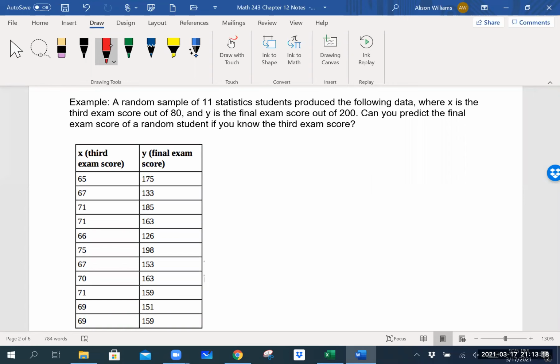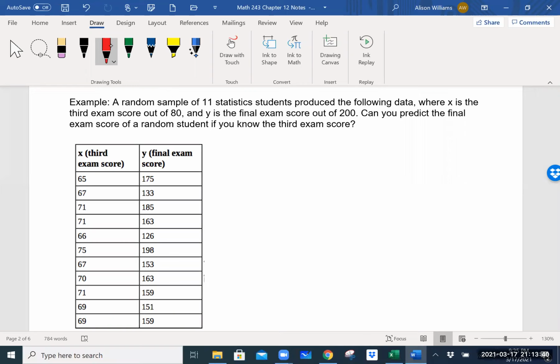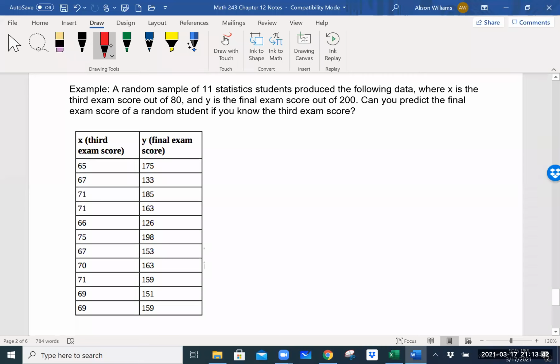Oh, okay. I guess they're just wanting to know if there is a relative linear relationship on this. So there's a couple ways to do that. We can go ahead and enter the data and look at R and see how strong of a linear relationship there is. And if there is a stronger linear relationship, that would mean that, yeah, you could use the third score to predict the final exam score. Okay, so let's do that.